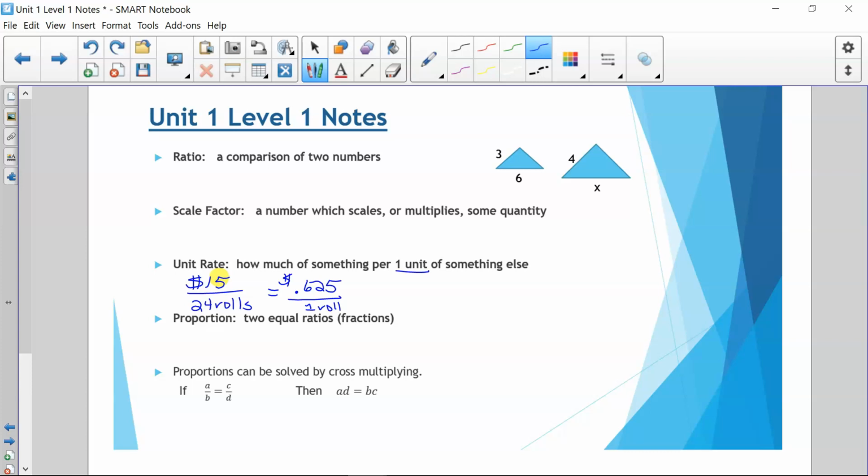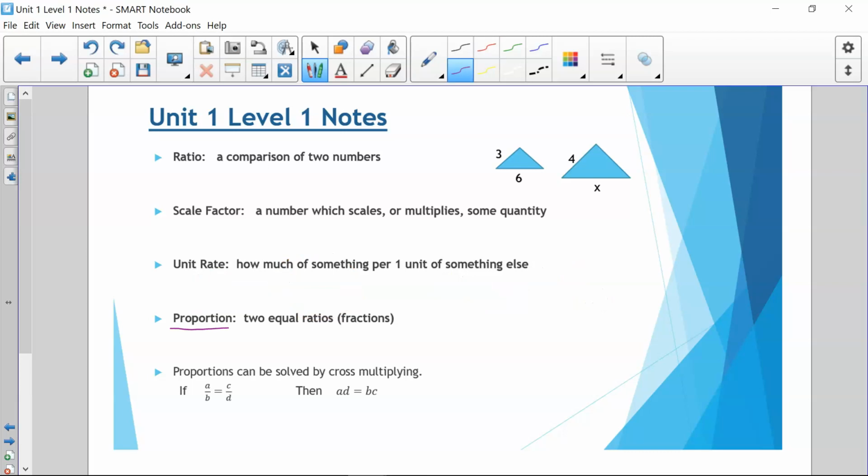Because 0.625 divided by 1 is equal to that 15 divided by 24. So if it was $12 for 16 rolls of toilet paper, if I divide that out, I would get 0.75. And anything divided by 1 is itself, so that's really 0.75 per 1 roll. And the better deal would be about 63 cents versus that 75.